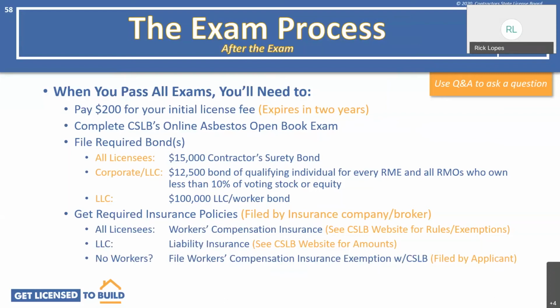And you'll need to get your required insurance policy. If you've got employees, you'll need to get workers' compensation insurance. If you're going to be an LLC, you'll also need liability insurance. So be sure to see our website for those amounts. Please note that your insurance company or broker can submit your insurance information to CSLB directly on the website, and it will be processed automatically in real time. So if you don't have employees, you must file a workers' compensation exemption with CSLB, and you can do that online as well.